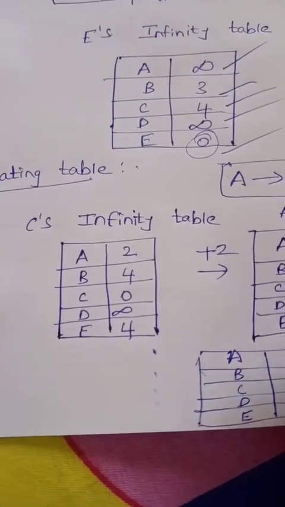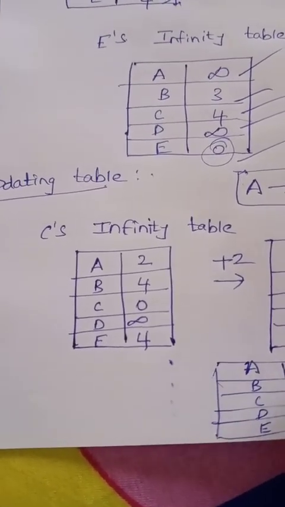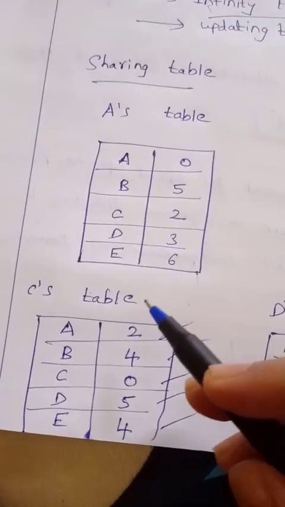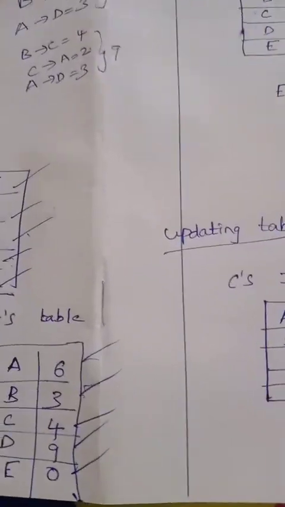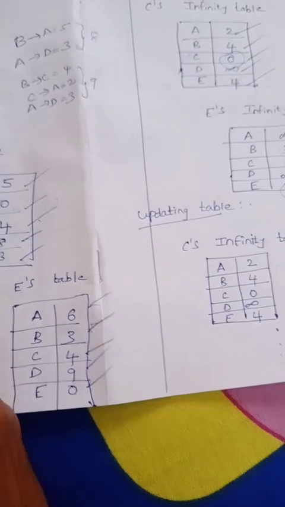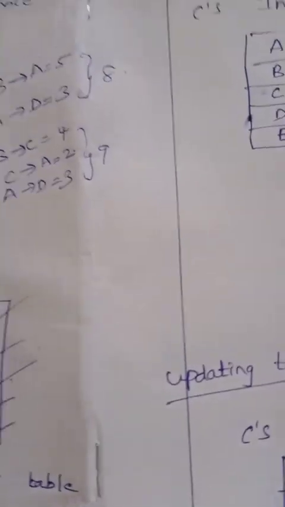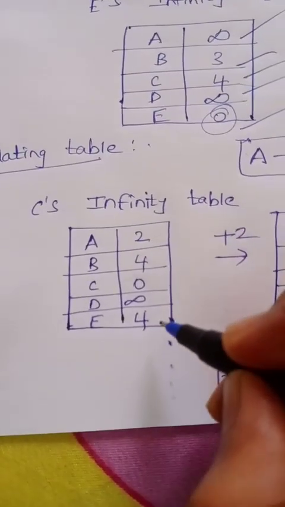First I have to write C's infinity table. So what is C's infinity table? I already mentioned C's infinity table: 2, 4, 0, 5, 4. So I mentioned wrongly here. This is infinity, sorry, 5. So here you can find 2, 4, 0, infinity and 4. So this is C's infinity table.